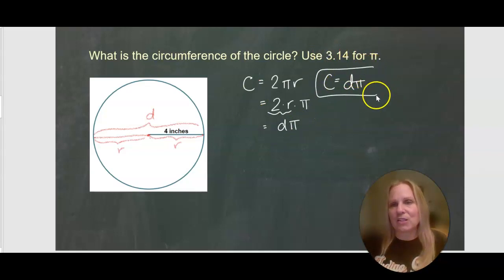This is the one that I tend to use. I think it's simpler because when we get into area of a circle, that formula also has a 2 in it. So I think it's just easier to remember the circumference formula as d pi.